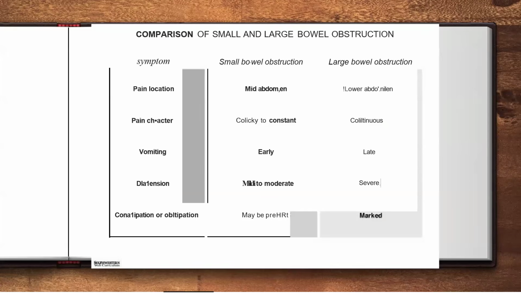This is the comparison of symptoms between large bowel and small bowel. In small bowel, you will have pain because the small bowel is present in the middle of the torso, so mid-abdominal pain, whereas large bowel is in the lower part of the tummy, especially the right iliac fossa and left iliac fossa, you'll have pain there. Small bowel is colicky pain, whereas large bowel is continuous pain or peristaltic pain. Vomiting is the early symptom of small bowel obstruction because it's very close to the stomach, whereas it is a late symptom of large bowel. Distension is very severe in large bowel, whereas in small bowel, it's not very common. Constipation or absolute constipation is marked in large bowel obstruction.